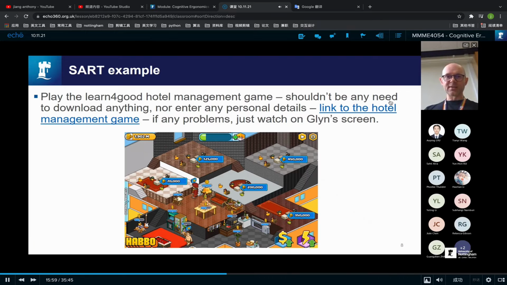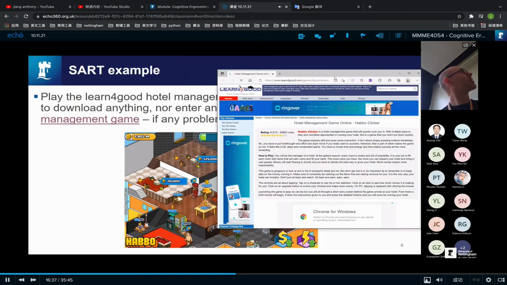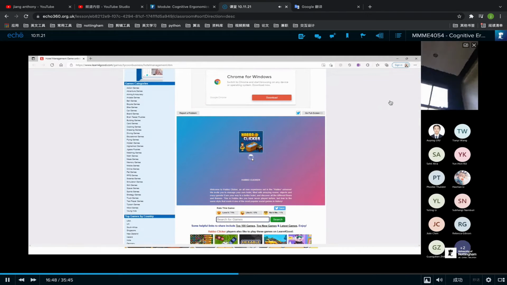So what I thought it might be quite fun to do is a task. I want you to link onto this hotel management game. If you access the slides, you should be able to link through to this. If I can find my cursor, I'll be able to show it to you as well. You shouldn't need to enter any details. It's just an online game. The only problem is that mine saves my status, so what you see won't be the same as what I see.